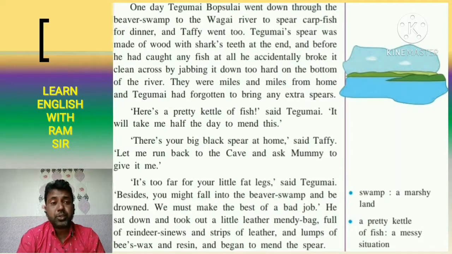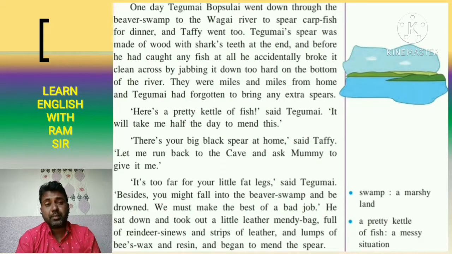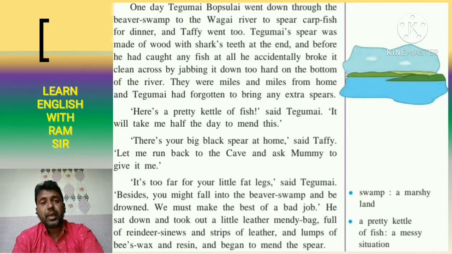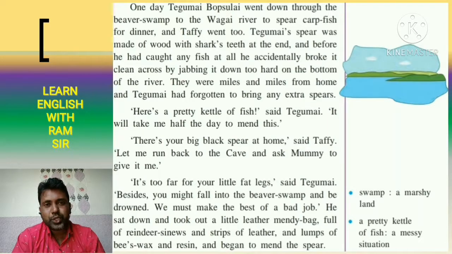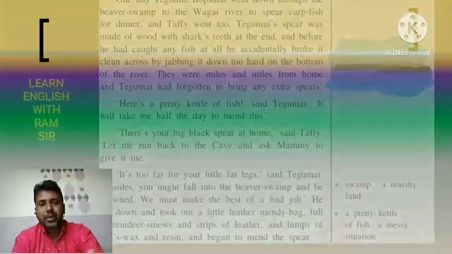A pretty kettle of fish means a messy situation was there. Because of course this is now the time to gain the fish. But of course remember due to the broken spear it's not possible to kill the carp fish at the simultaneous time. Okay, so this is a messy situation for them and let's see how they exactly handle the situation. Now we are going to see ki kis tarah se unhone is situation ko handle kiya. So let's see the next paragraph here.